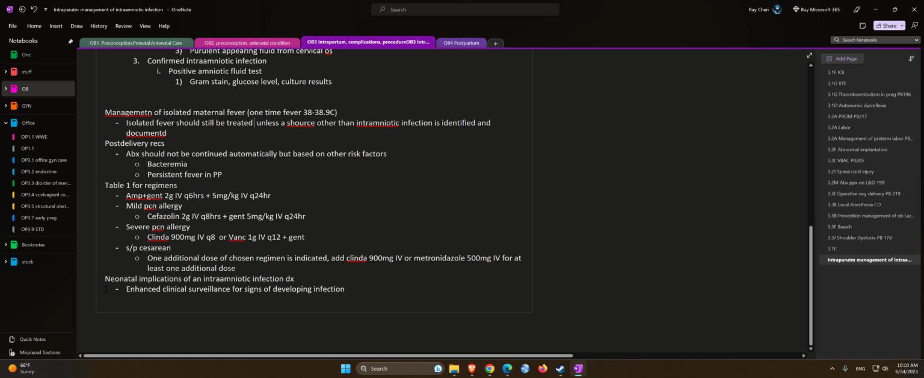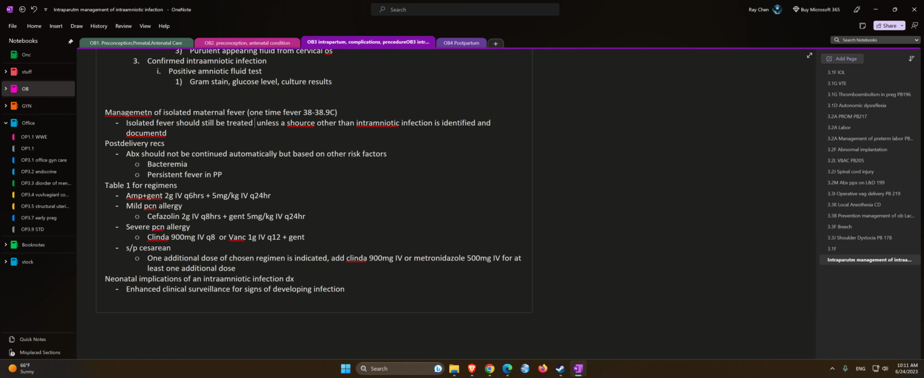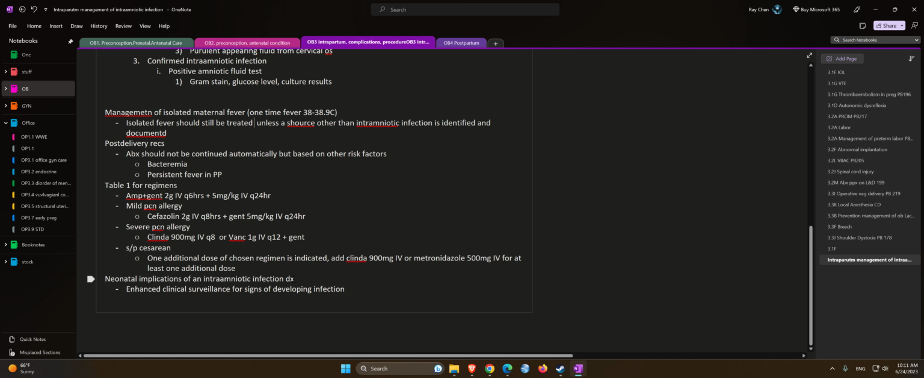And then what else? Neonatal implications. If you had an intraamniotic infection, the neonates do not have to be on antibiotics, but there should be enhanced clinical surveillance for signs of developing infection and treatment. A low threshold for treatment.